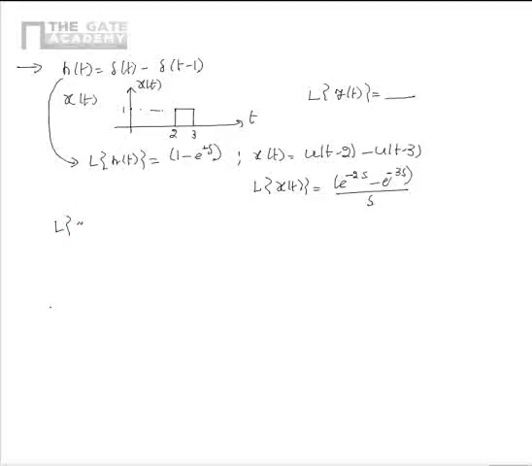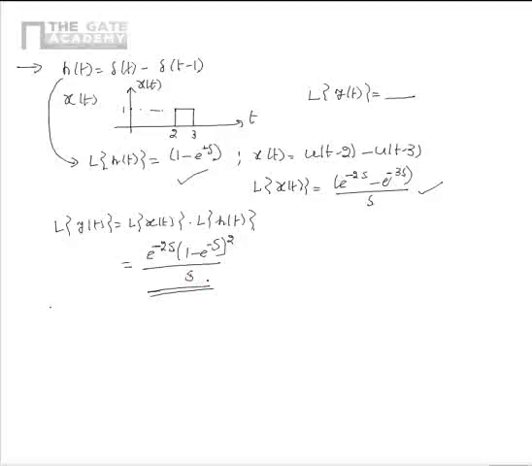From this, we can write that Laplace transform of y of t is equal to Laplace transform of x of t multiplied by Laplace transform of h of t, which is equal to e power minus 2s multiplied by 1 minus e power minus s whole square divided by s. This is upon multiplying Laplace transform of x of t and Laplace transform of h of t. So the Laplace transform of the output is e power minus 2s multiplied by 1 minus e power minus s whole square divided by s.